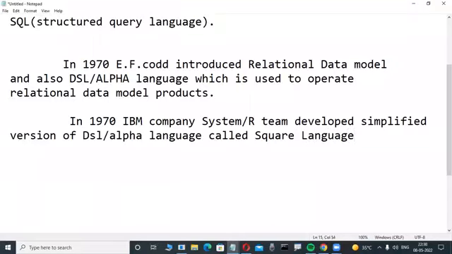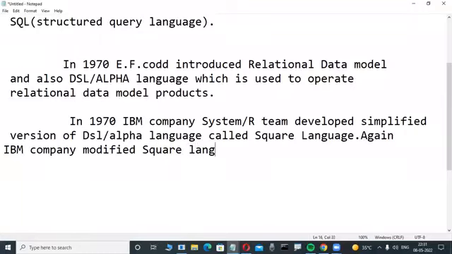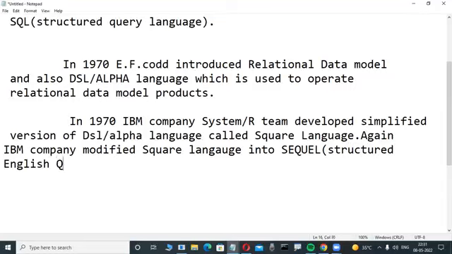Again, write it. Again, IBM company modified Square language into SQL, SEQUEL. Within the bracket, Structured English Query Language. This is SQL history, not a work history.